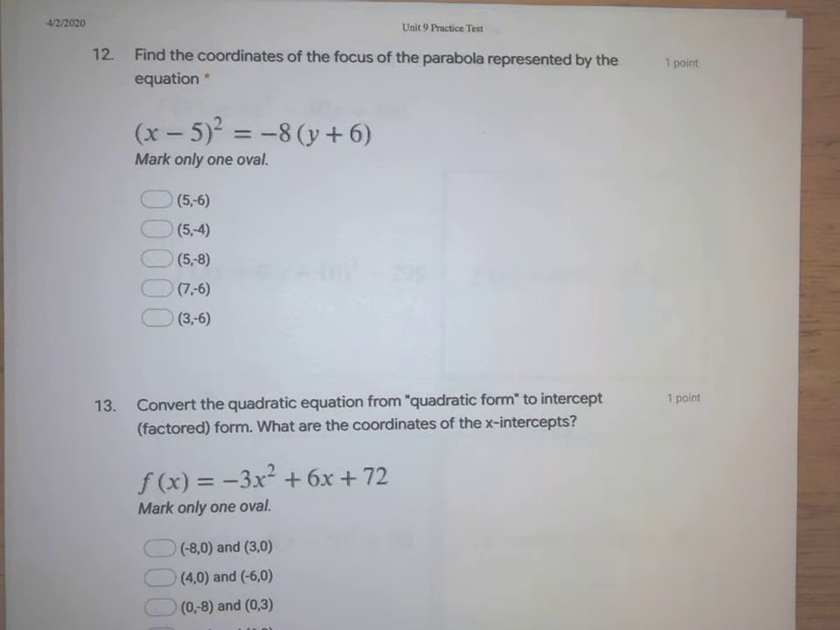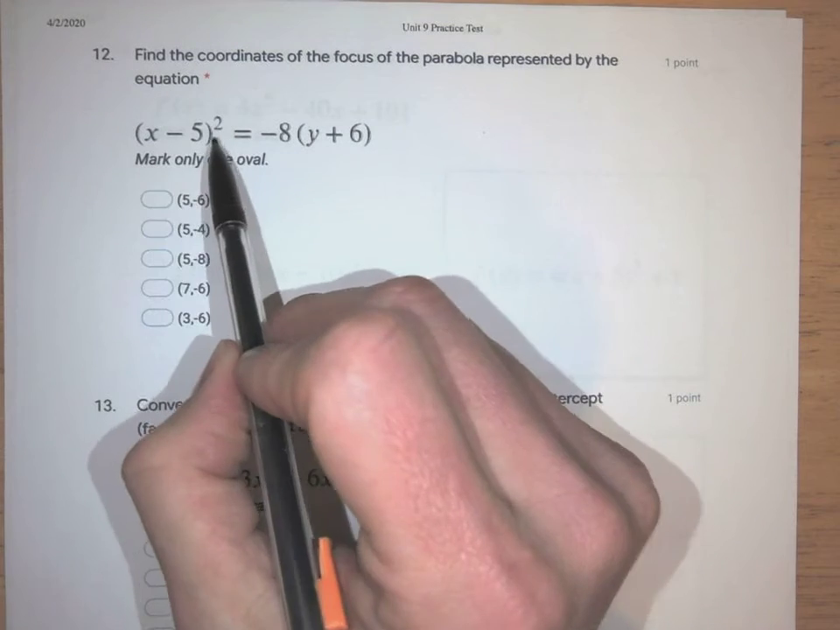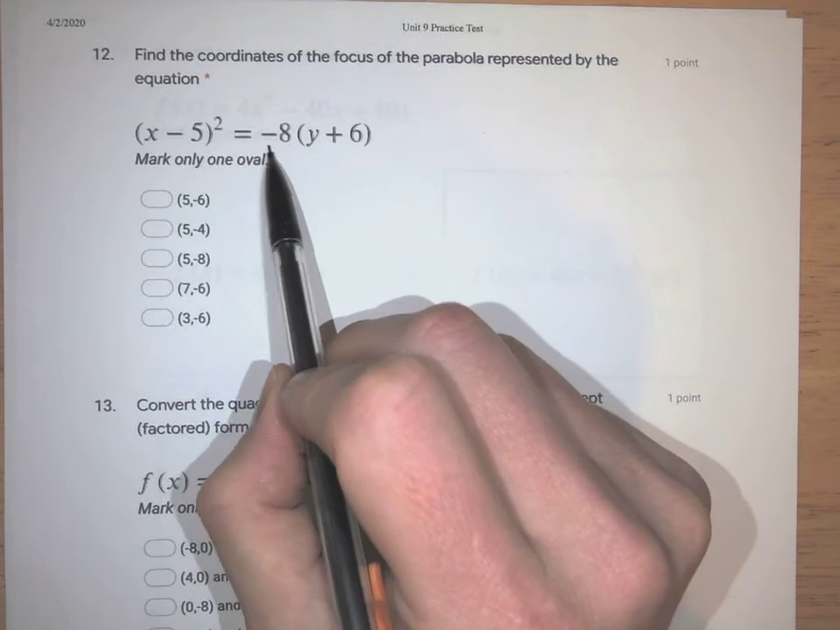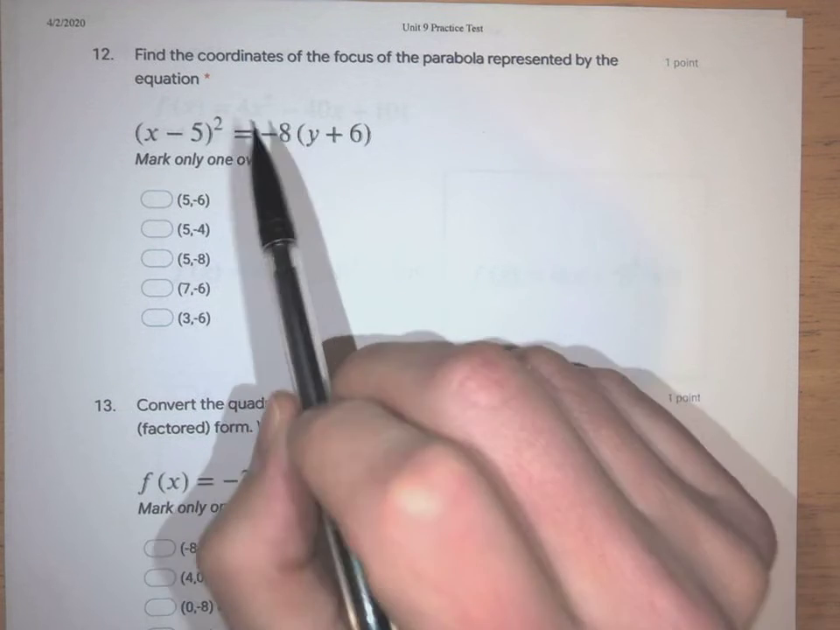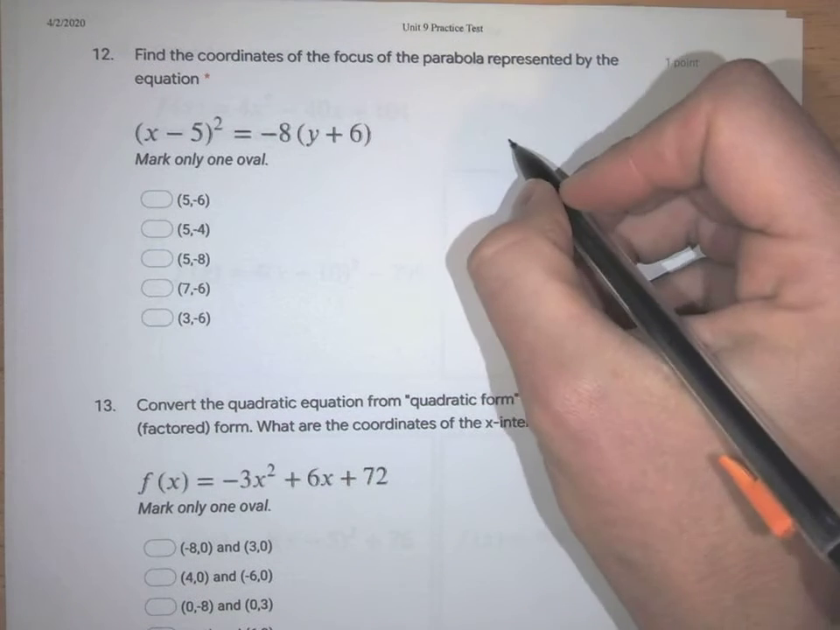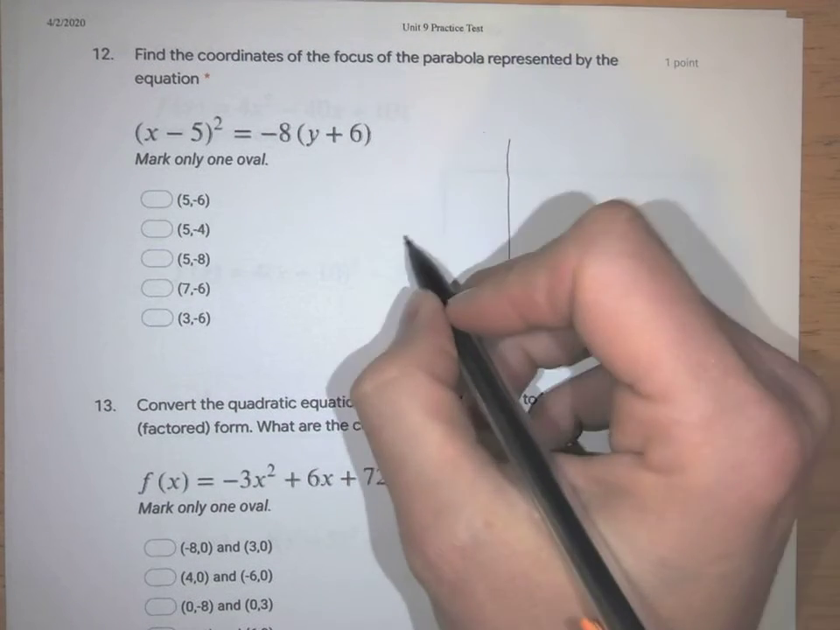First thing I want to know is what direction does this thing open? Since we have the x variable squared, this is going to be up or down, and because this is negative, it's going to have to be down. So this is a vertical parabola, a negative vertical parabola, so it's opening down. So I'm going to make a little axis here.